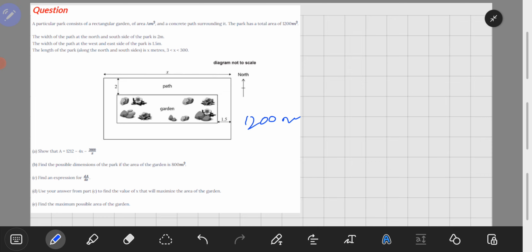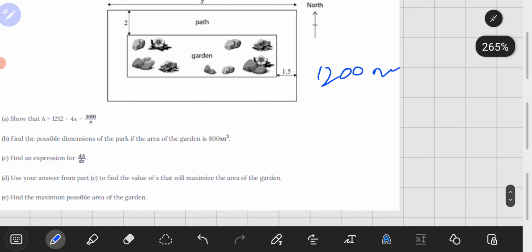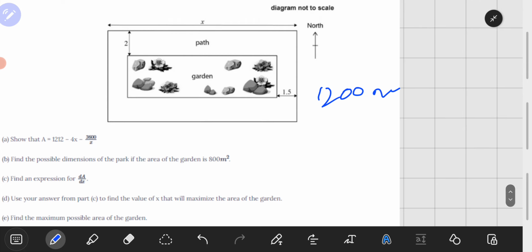And we're given some length x that is greater than 3 meters and less than 300. So for the first question, we're asked to show that area is equal to 1,212 minus 4x minus 3,600 over x.